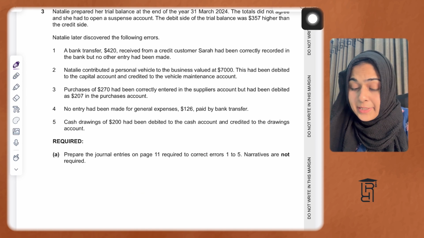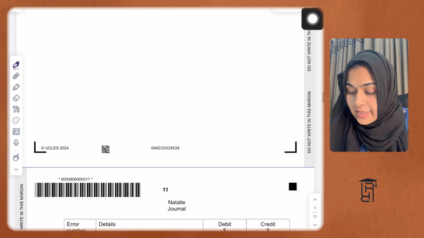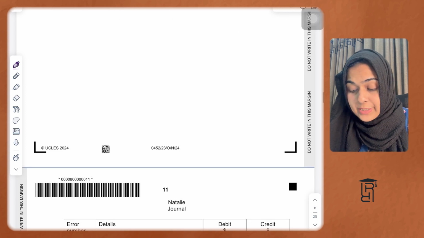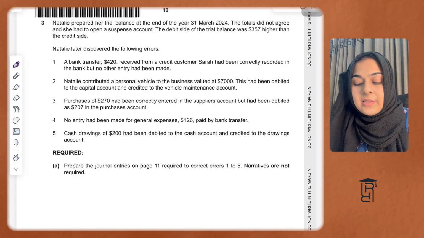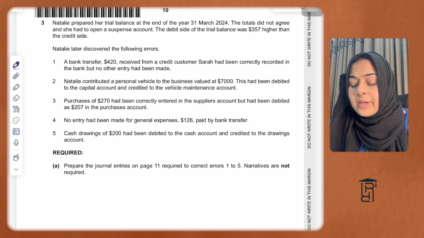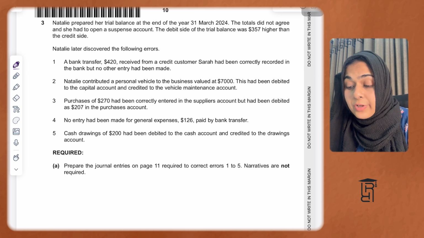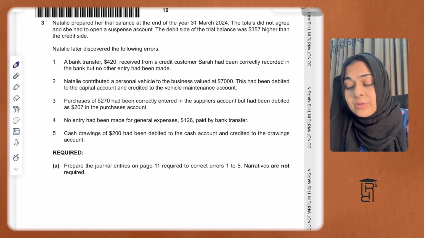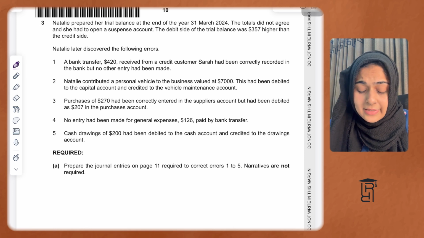This is a suspense account question, and this is from October-November 2024. This is paper 2 variant 3. The question here says Natalie prepared her trial balance at the end of the year 31st March 2024. The totals did not agree and she had to open a suspense account. The debit side of the trial balance was 357 higher than the credit side.